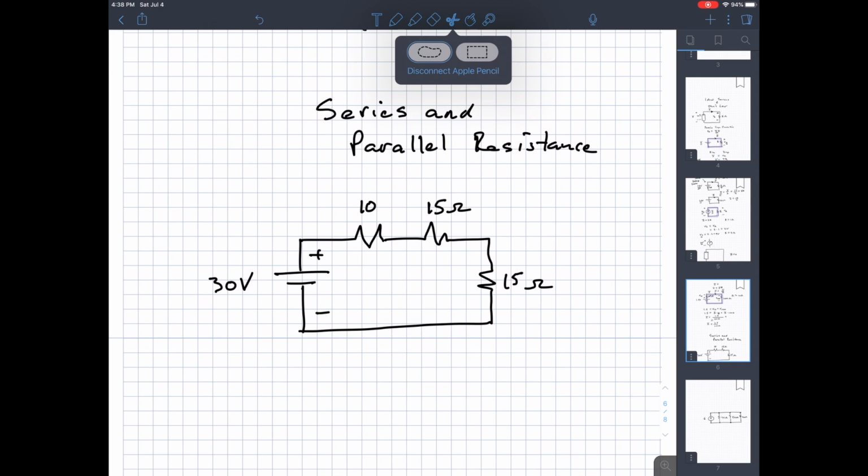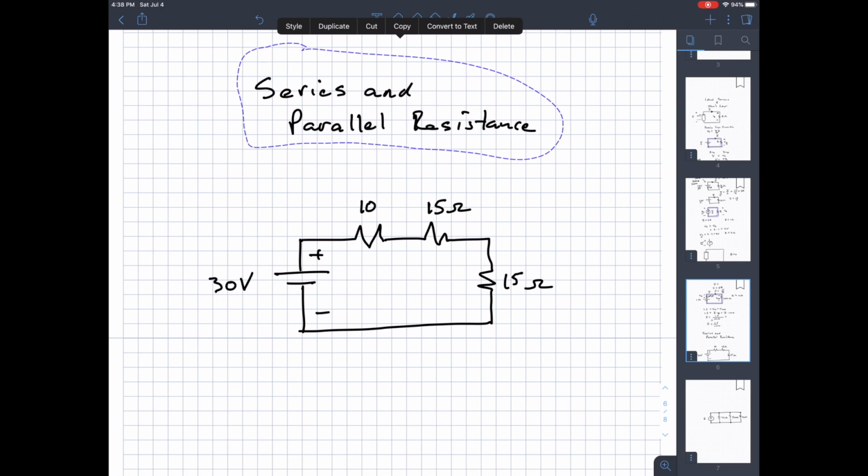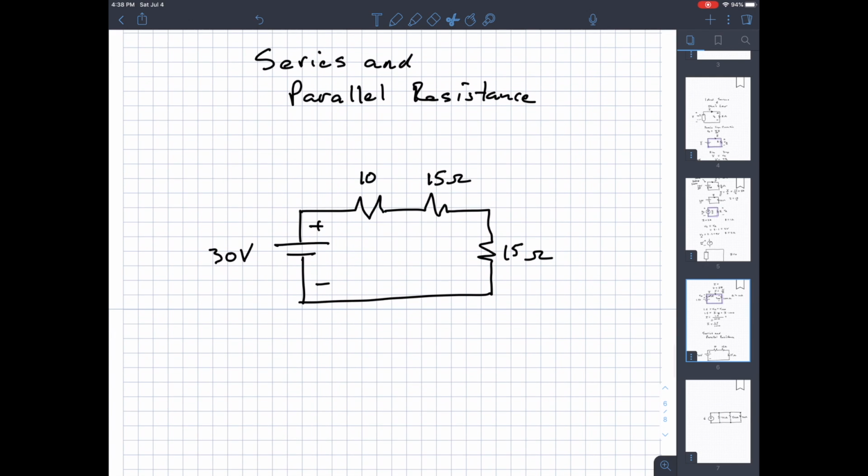Series and parallel resistance, and our overall goal is to be able to use this to help us simplify circuits so that we can later analyze more complicated circuits. All right, so let's start with series.